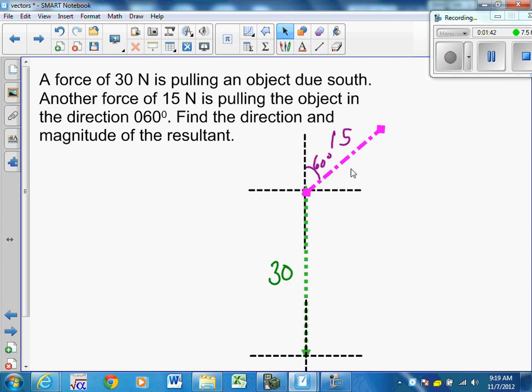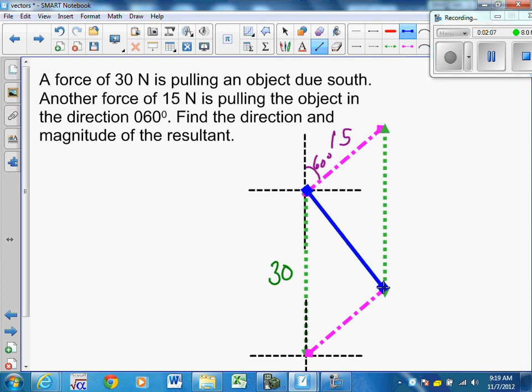So, first thing we need to do is draw a parallelogram. It's fairly easy to do on the smartboard for me. I can just recreate these lines to make my parallelogram nice and straight. And then I can get my resultant, and I'll make it this blue line that goes from there to there. So this is my resultant. I'll call it R that I'm looking for. And we will say this side is also 30, this side is 15.